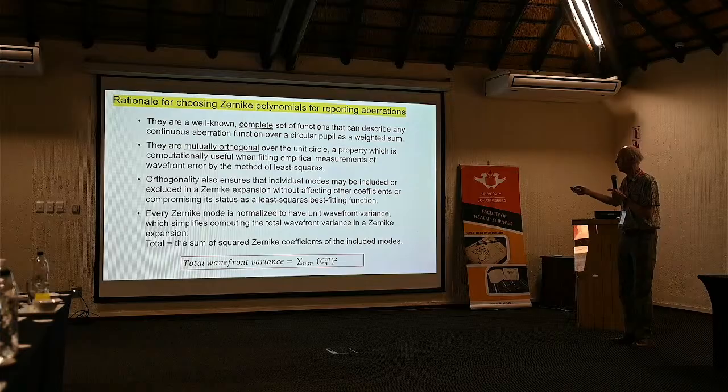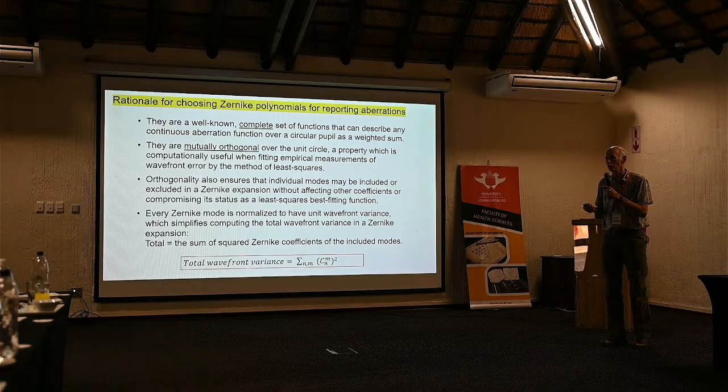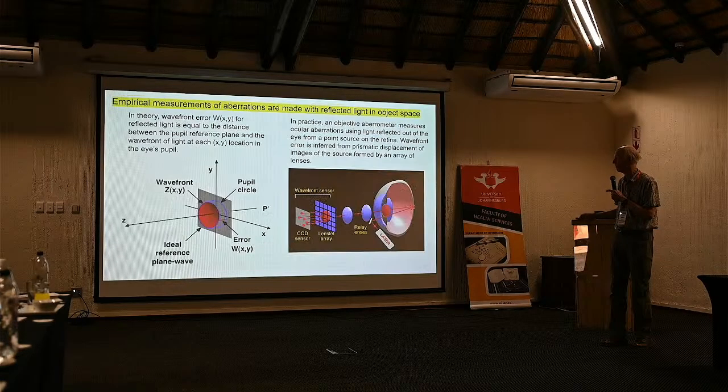Other things, they're orthogonal. That's a nice computational feature, and they're all normalized to unit variance. It makes it easy to sum up. If you've got a whole bunch of Zernike polynomials, you're going to add them all up to make a wavefront error function. You want to know what's the contribution of each one. You just look at the coefficient, because the coefficient will tell you the variance in each one.